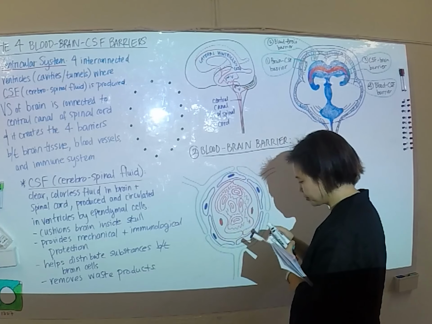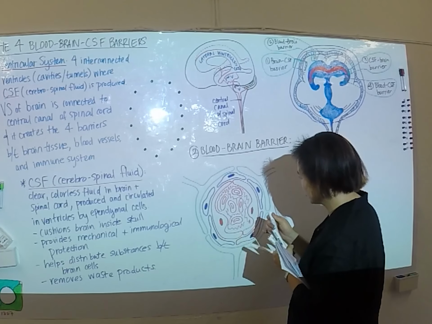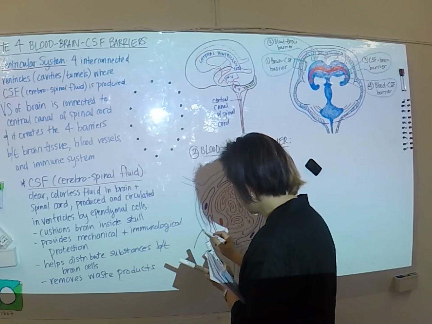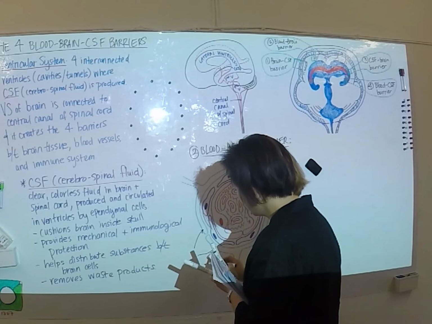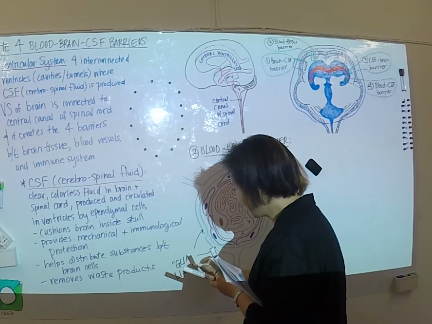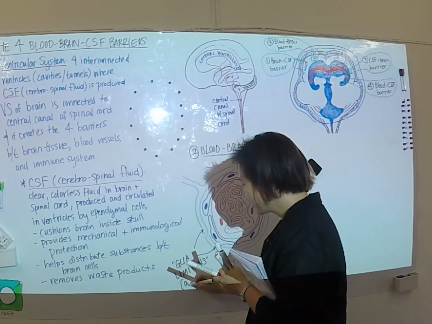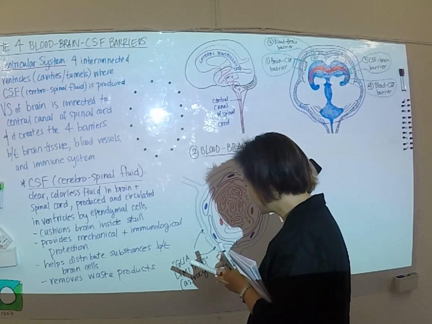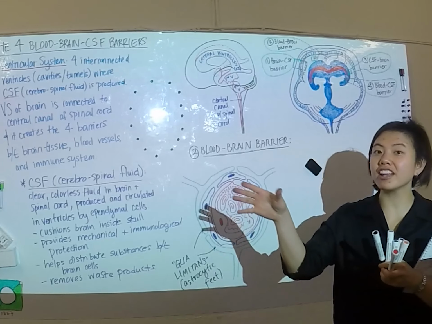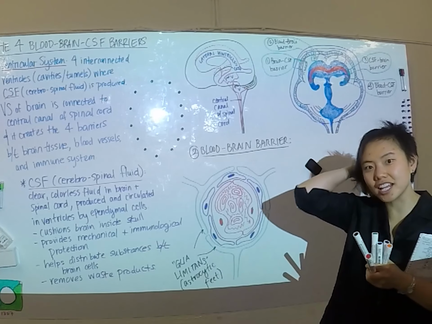Okay, so let's label things. I guess I'll just use black. So these green cells, this is the glia limitans. This is just a fancy word for astrocytic feet. Okay? So it's the very end of a process that comes out of the glial cell astrocytes.